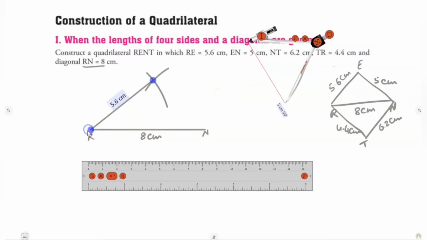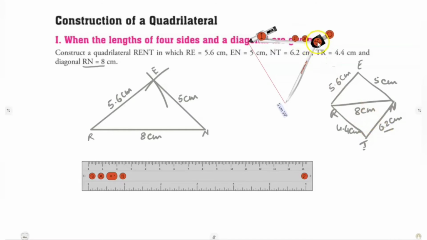This length should be 5.6. And next, join the other point also to the point of intersection of the arcs, and this should be 5 centimeters. So mark the intersection point as E, and this RE length should be 5.6 centimeter, and mark this NE as 5 centimeter. Immediately write all the measurements as soon as you construct.